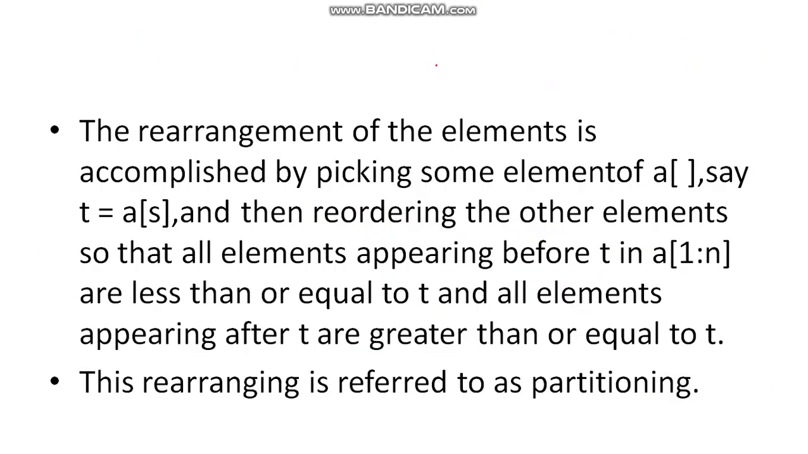Let us move ahead and try to understand more about quick sort. The rearrangement of the elements is accomplished by picking some element of the array A, say t, and then reordering the other elements so that all the elements appearing before the element t in the array 1 to n are less than or equal to t, and all the elements after the element t are greater than or equal to t. For example, let us try to understand this. When an array is given and I want to sort this array, this array has n values, so I consider any value out of this.